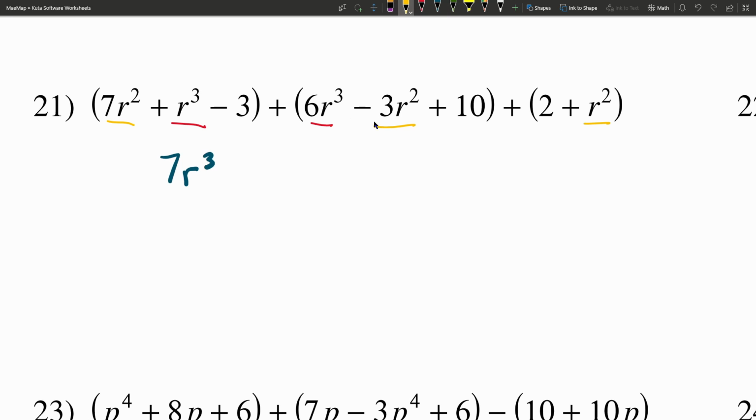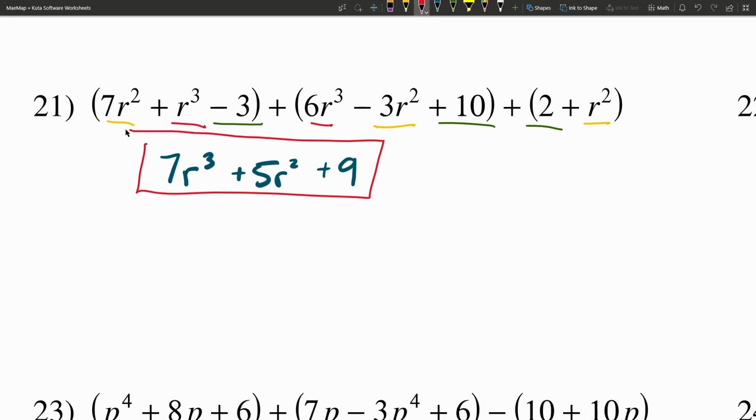So 7r squared minus 3r squared is a 4r squared, and then I'm adding r squared, which is a positive 5r squared. So plus 5r squared. And then finally, the only other terms I have left are constants, which is a negative 3 plus a 10 plus a 2, which results in a positive 9. So 7r cubed plus 5r squared plus 9 is my solution in number 21.